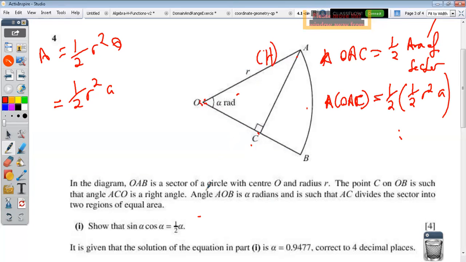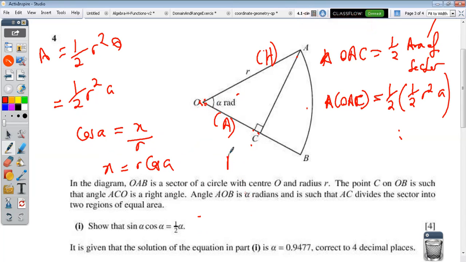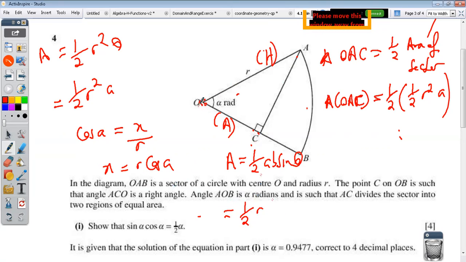So this is the longest side, and this is our adjacent. Using SOH CAH TOA, cos of the angle A is equal to OC divided by the longest side, R. Multiply, and you get X equal to R cos A. But how do I find the area of a non-right angle triangle? Half ab sine theta, which is equal to half, multiplied by R, times the other distance OC, which is R cos A, times sine of the angle between them, which is A.